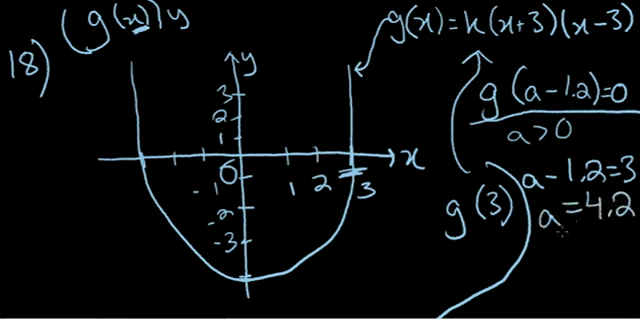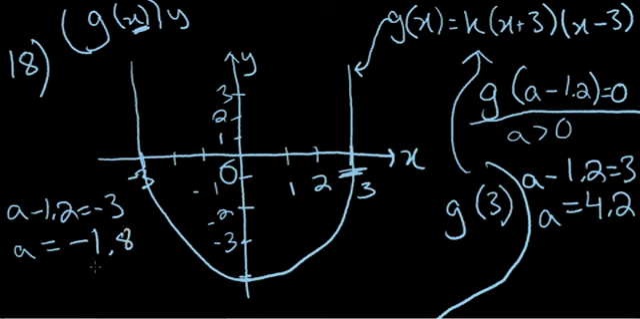And that's it. Also, since this is a parabola, there's always 2 different answers. So we can also pick negative 3 over here because it has a y value of 0. So a minus 1.2 is going to equal negative 3, and a would be equal to minus 1.8. So it could be minus 1.8 or 4.2. And this is supposed to be confusing because it's a parabola, and parabolas are generally very confusing, especially when you do it with functions.